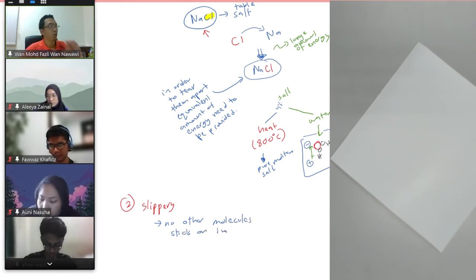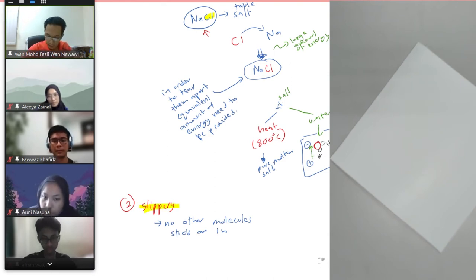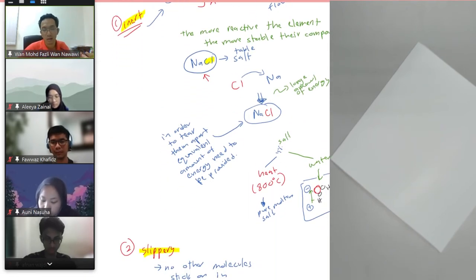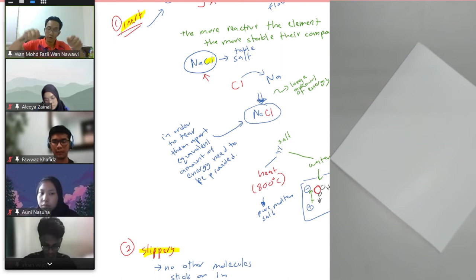So these two things, the slippery part and also the inertness of the PTFE, are desirable characteristics when you want to make your food in the kitchen lah. Because when you cook, you use heat, right? If you use something that is not inert, the polymer will react with the heat and maybe degrade. Then it will remain in your food, and when you ingest that food, the polymer will mess with your hormone and so on. So that's why the inertness is important.